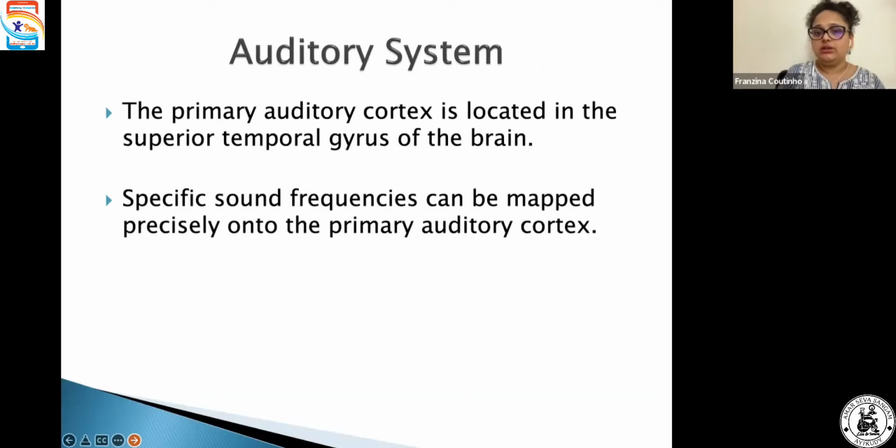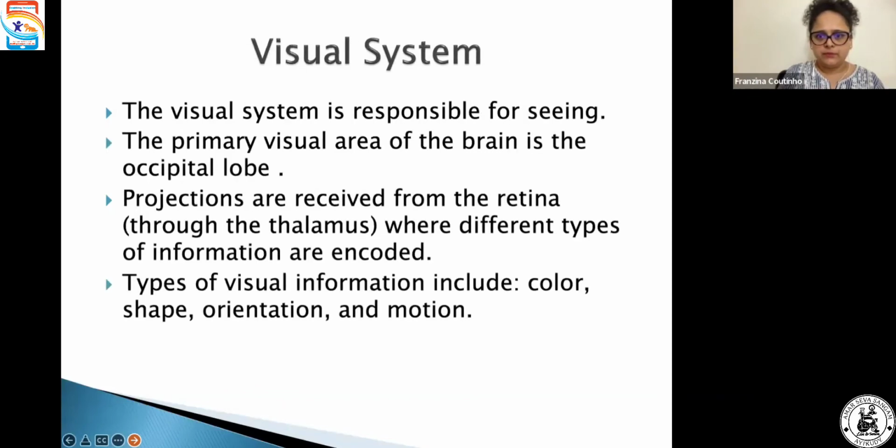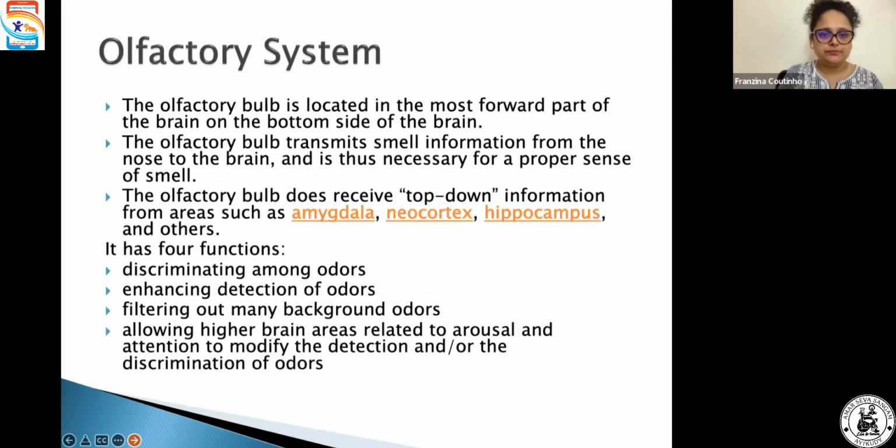The auditory cortex we know is in the temporal gyrus, in the superior temporal gyrus, and different sound frequencies are mapped differently into the auditory cortex of the brain. Okay, now for your visual system, the information goes from the eyes, okay, and it's registered in the brain, and this is through the thalamus. It allows us to identify color, shape, orientation, and movement.